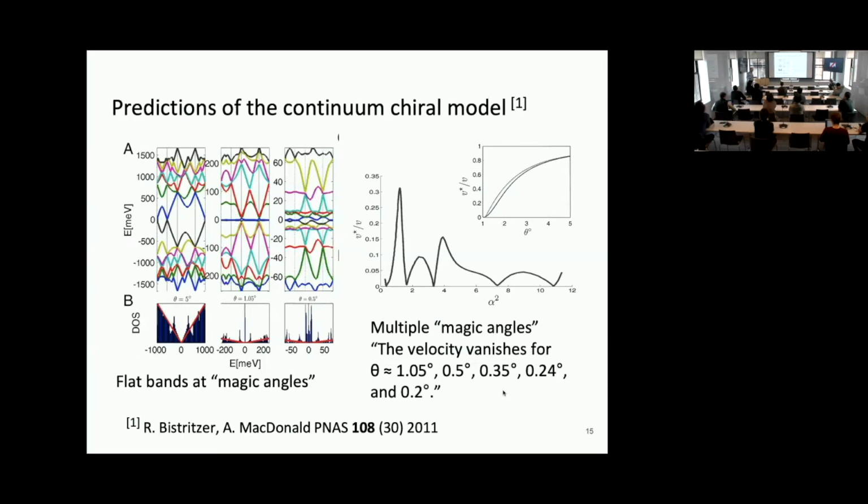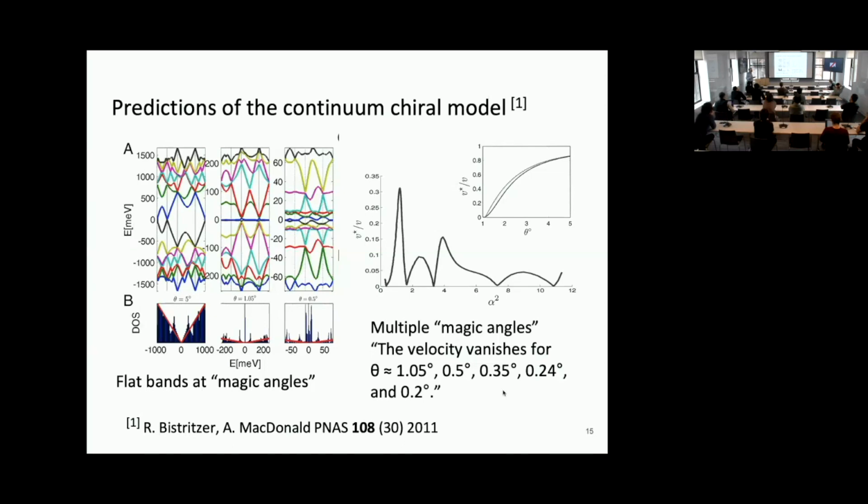So the flat bands are related to these so-called magic angles. This quantity here is the renormalized velocity, the slope of the bands at the Fermi level, as a function of this parameter alpha squared. Alpha is inversely proportional to the twist angle. So as we go along this axis to higher values, you go to smaller and smaller twist angles. This very first point where the velocity becomes zero corresponds to approximately 1.05 degrees of twist.